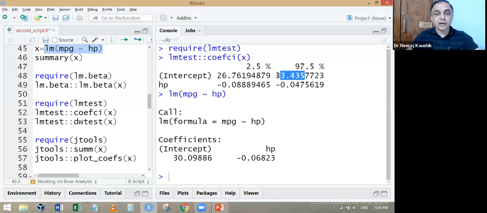100%, no, not 100%, 95%. 95% of the time, the value will not go beyond that. 5% are the cases it will go beyond that. Okay, 95% we are confirmed it will be like this.